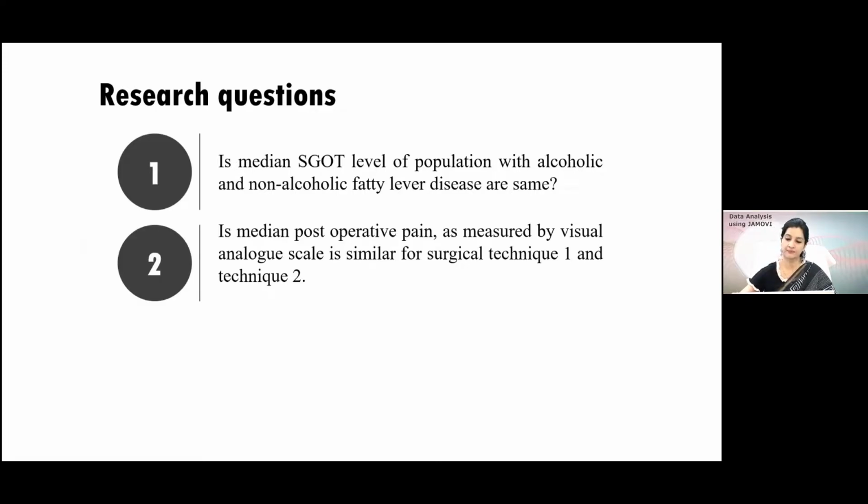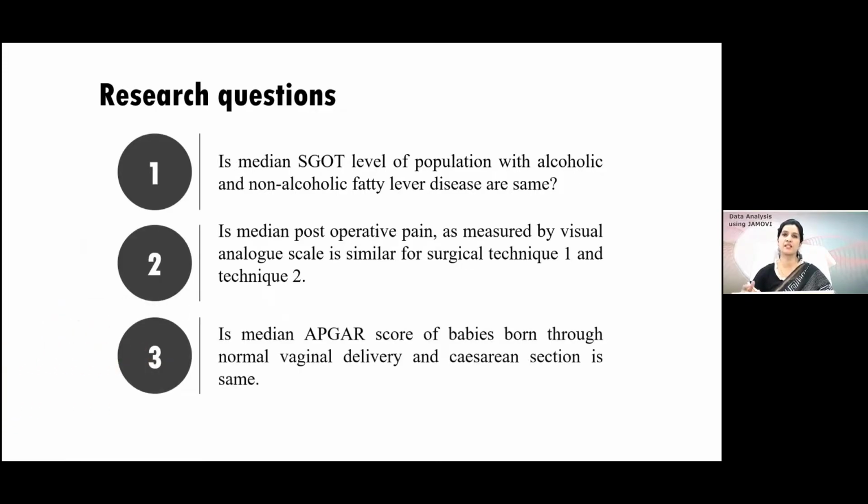And then you can see the third, this is the same research question. Maybe this is a little different, like the median Apgar score of babies which are born through cesarean section and through vaginal delivery. So here again, you can see there are two independent groups, or levels of an independent variable, and we are calculating the median value of the Apgar score.